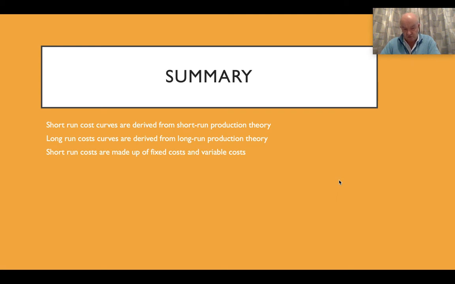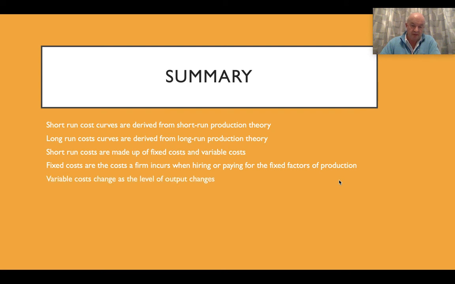In terms of short run costs, as we've said, they're made up of both fixed costs and variable costs. In essence, fixed costs in this situation are the costs a firm incurs when it's paying or hiring certain fixed factors of production. Variable costs change as the level of output changes, and total costs comprise all of the costs that are incurred when producing a particular size of output.